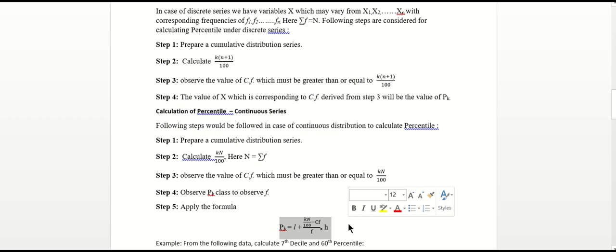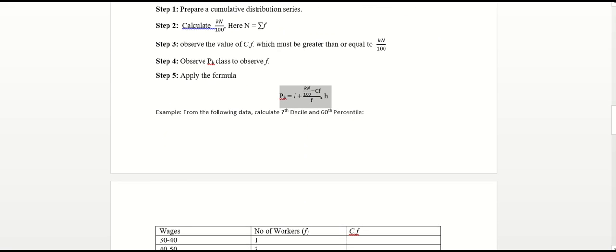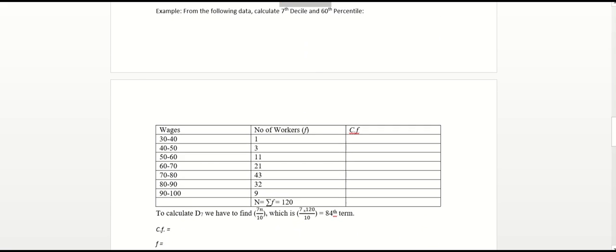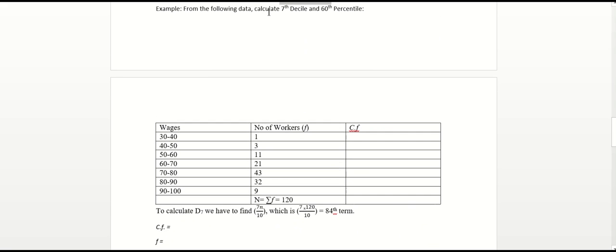So these are the formulas. Now we will try to understand these questions with the help of a few examples. Here I have my first example with you. From the following data, calculate the 7th decile and 60th percentile. Two things we have to calculate here: the 7th decile and the 60th percentile. This is a continuous series question.